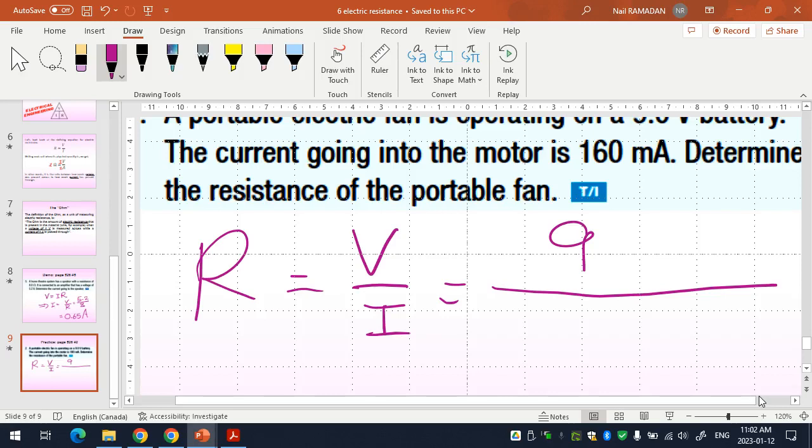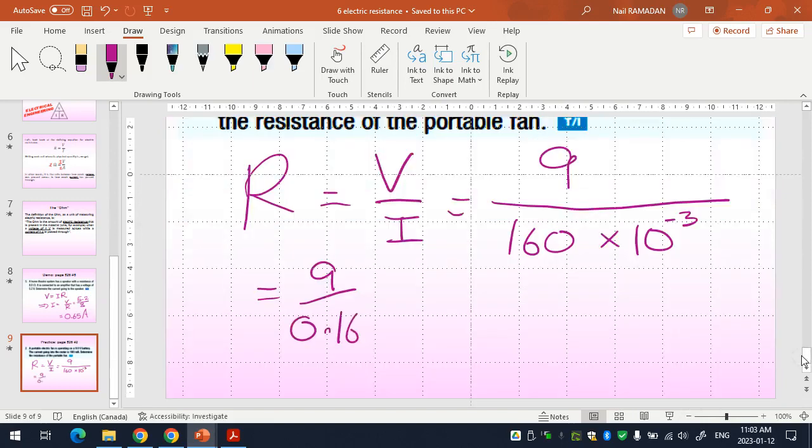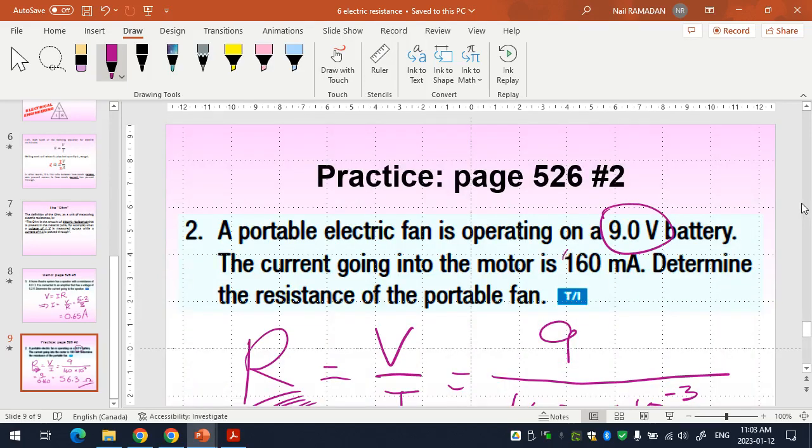160 times, what's the power of 10 for milli? Negative what? 10 to the negative 3. 160 times 10 to the negative 3, or as Omar said, in standard notation it would be 0.16. So 9 divided by 0.16, how much? 56.3. In what unit? Its resistance, ohms. What's the sig fig, 2 or 3? 3? All right. I don't know. That's 2. Oh, 2. Okay.